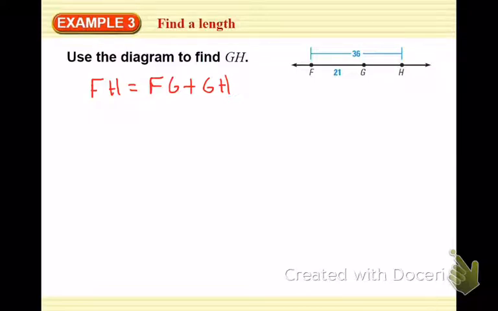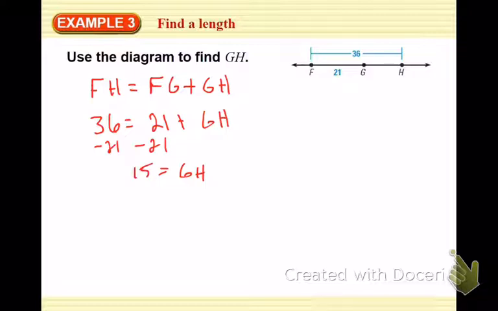Do we know the length of FH? From the picture, we do. The length is 36. Do we know the length of FG? And from the picture, we do. It's 21. So how do we find GH? Well, this equation suggests that we subtract 21 from both sides, and we find that GH is actually just going to be 15, which again is an oversimplified version of how we're going to use the segment addition postulate. But just so you're not always adding numbers together, you need to set up the postulate, plug in numbers, and then do whatever arithmetic is dictated there.